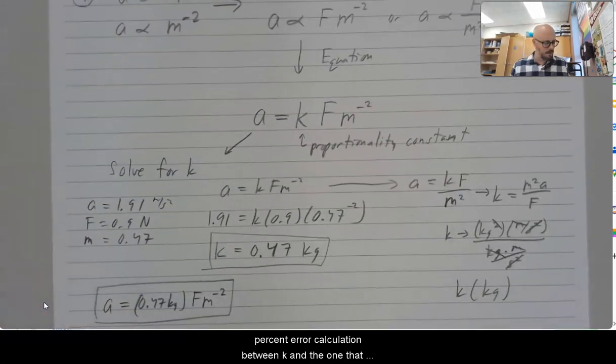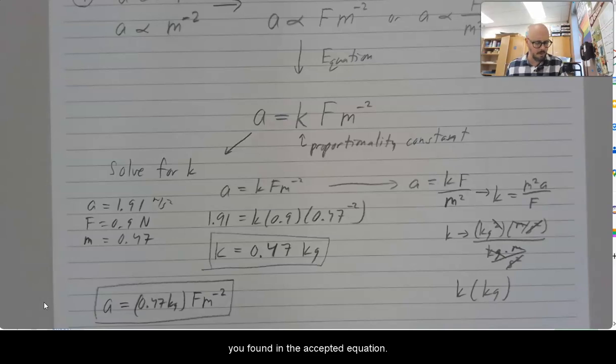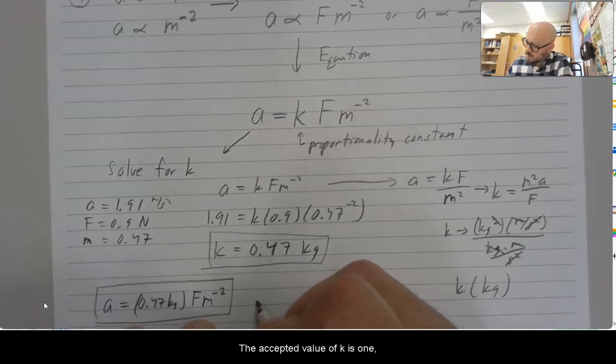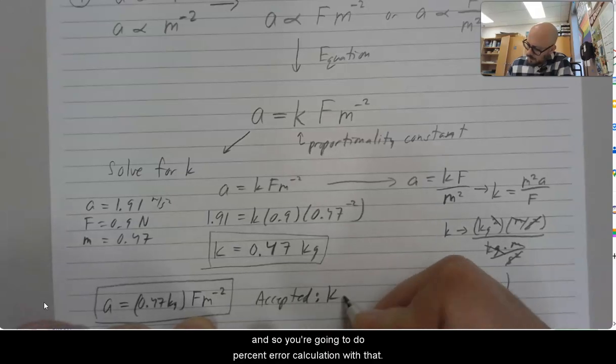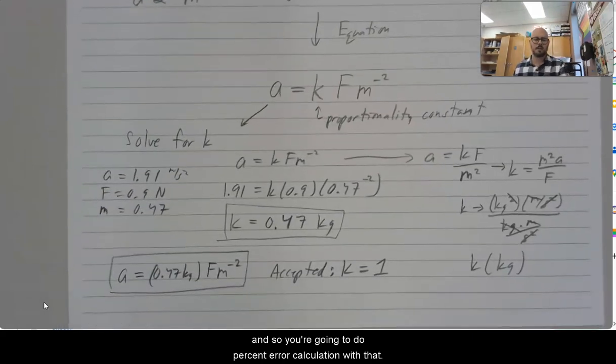The last task here is to perform a percent error calculation between K and the one that you found in the accepted equation. The accepted value of K is 1. And so you're going to do a percent error calculation with that.